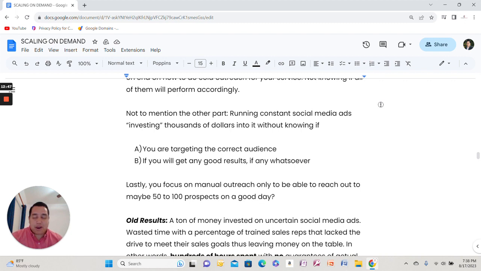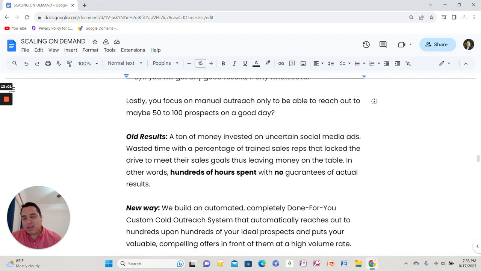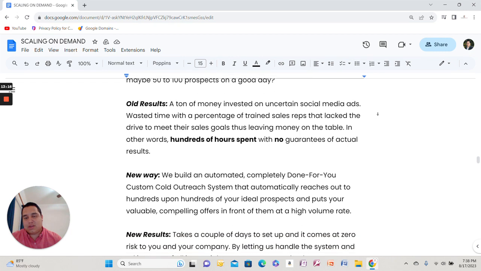Even if you hire more SDRs to help you, that's more added expense. And now, how many of those prospects are going to be good, and how many of them are going to be bad? So you have to think about all this. So what is the old result with this? A ton of money wasted on uncertain social media ads, on trained sales reps that were never going to meet their sales goals in the first place. Hundreds of hours spent with no actual guarantees or actual results on the back end.